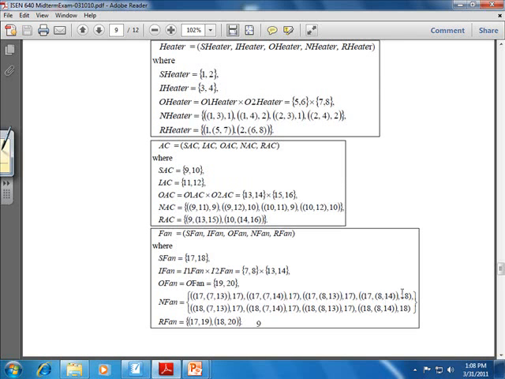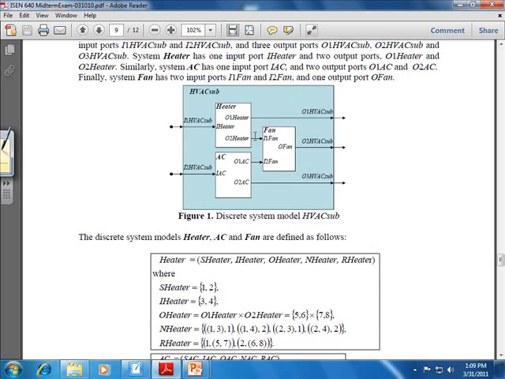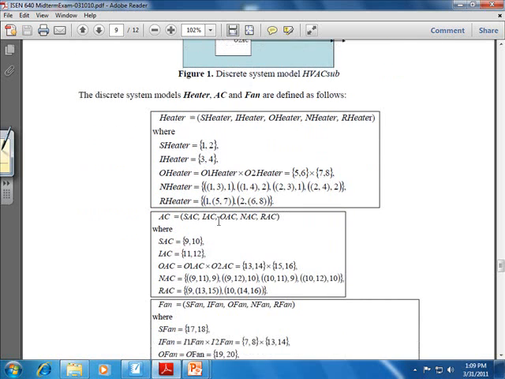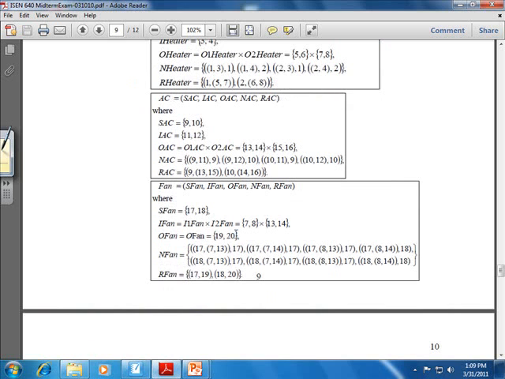Okay, so which means that the input coming to the fan, both the inputs are indicating that the heater has to be on and the AC has to be on for the fan to be on. That's what this means. So just the definition of the fan requires that it's going to be in state 18 if the heater is in state 2 and the AC is in state 10. That's what it means. So you just go by the definition of the fan.